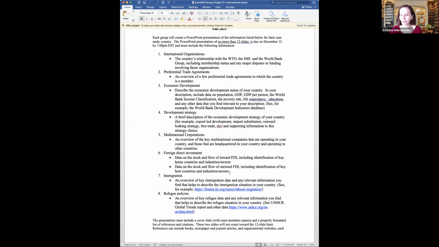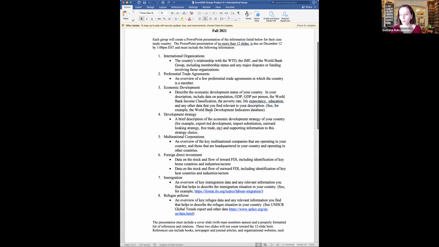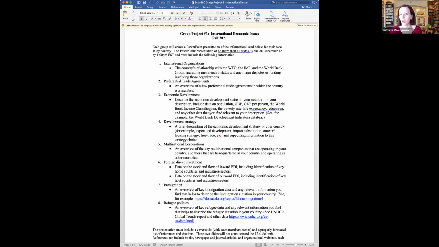They also search for information about multinational corporations present in the country. They report the main points of the immigration policies and refugee policies, and capital movement, so foreign direct investment, inward and outward flows. This essentially is the types of slides or short reports that students prepare, no more than 12 slides for their last real world group project.